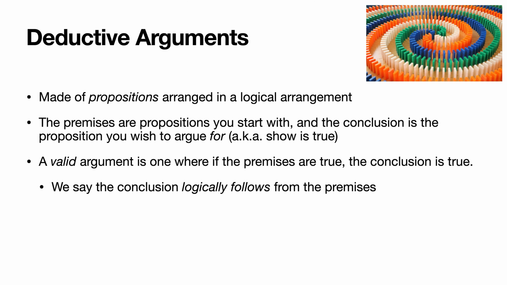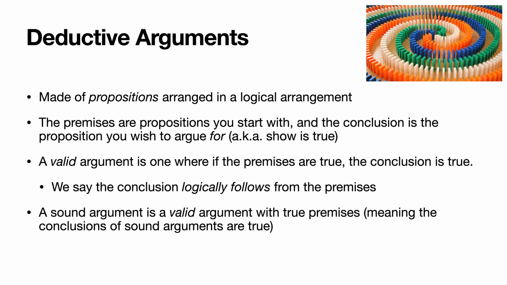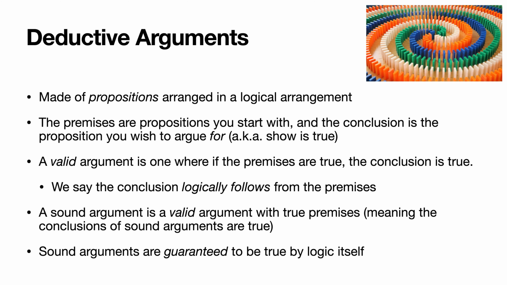One way I like to think of deductive arguments is like a set of dominoes. A valid argument is like arranging your dominoes in such a way where if the premises are true, then the conclusion is necessarily true, meaning if the premise dominoes fall, then the conclusion domino will fall by the arrangement. And what we call a sound argument is an argument where not only the conclusion domino is placed in the path of the premise dominoes, meaning you have a valid argument, but also one where you know the premises are true, or the premise dominoes fall, meaning you can be sure the conclusion domino is true, meaning that sound arguments are guaranteed to have true conclusions by logic itself.